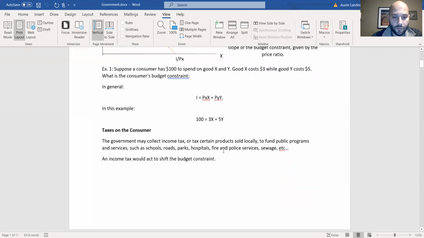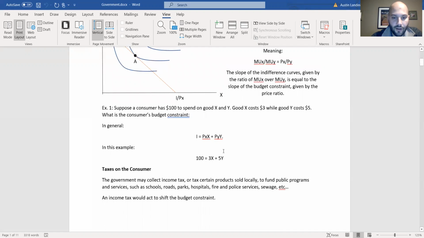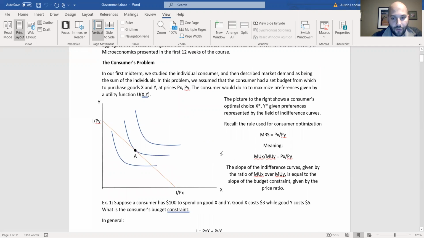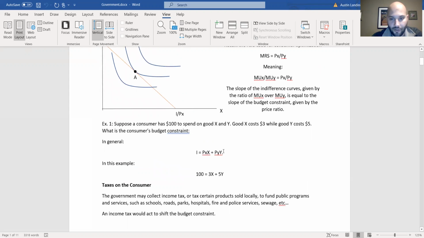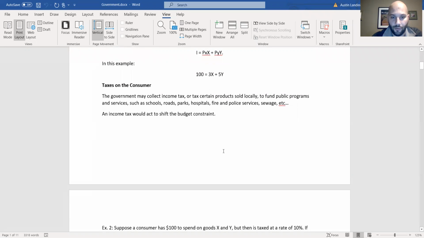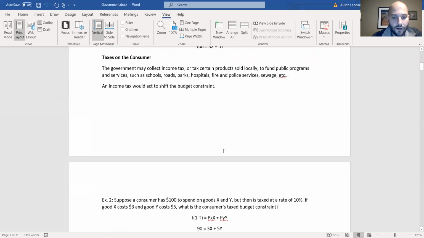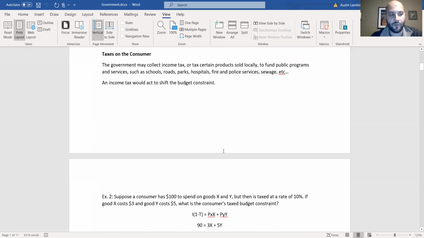All right, so what is the role of taxes? Well, generally speaking, these simple models don't really have government built in, so there isn't going to be specifically a role for the government in the models, but we know in general the government might want to collect income tax or tax certain products sold locally to fund public programs and services like schools, roads, parks, hospitals, fire and police, sewage, and so on. So we're going to see what would happen if we have some sort of tax in the market, like say an income tax.